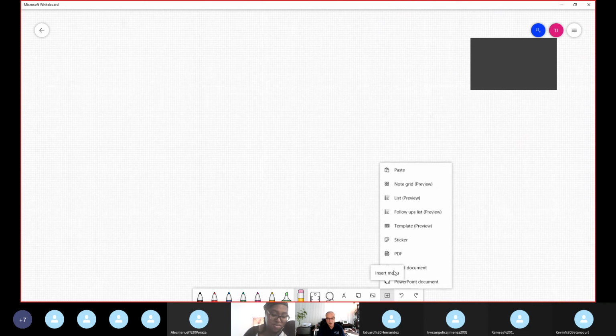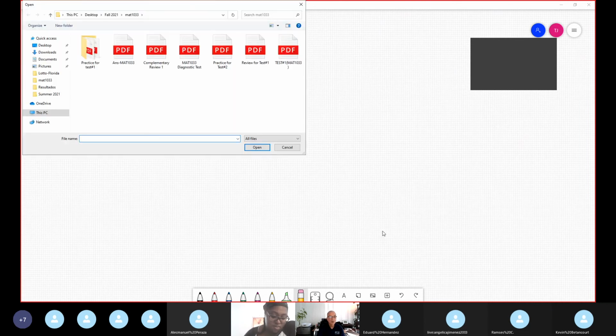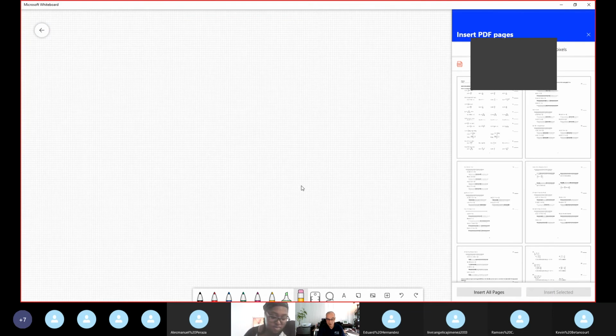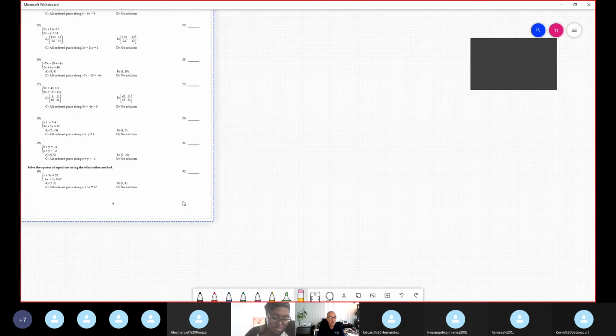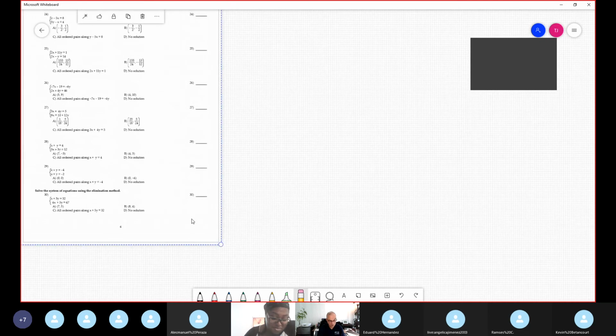Okay, let me erase everything. Upload the page, PDF. This is the same page number 6. No, 1, 2, 3, 4, 5, 6, that's the page. Insert. Okay, now we have to do number 26. Okay, 26 is, I want to copy it here.